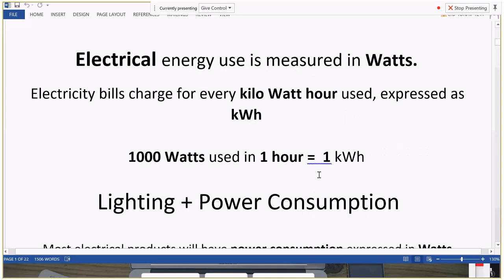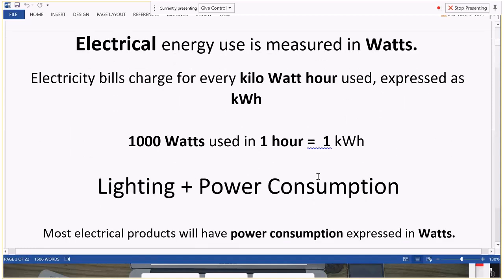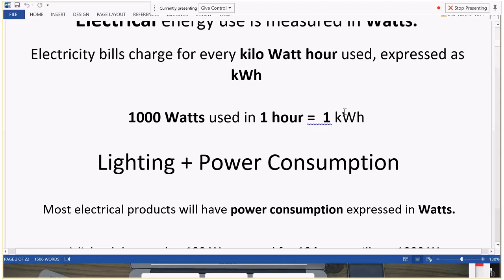So you're paying about 38 cents or something per kilowatt hour. So if you've got a 1,000 watt heater, you run that 1,000 watt heater for 1 hour, it costs you 38 cents. Simple as that.